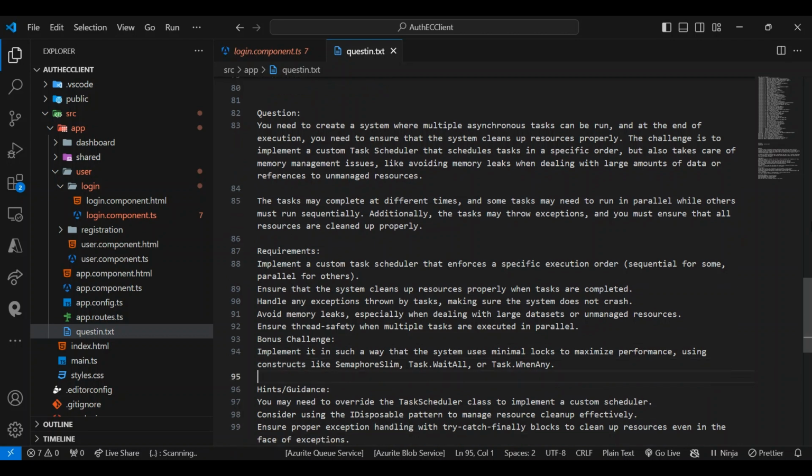And as high-level guidance, it is mentioned in the question that you may need to override the TaskScheduler class to implement a custom scheduler, consider using the Disposable pattern to manage resource cleanup effectively, and ensure proper exception handling with a try-catch-finally block to clean up the resources even in the face of an exception. So these are the problem requirements and guidance mentioned, and we have to give the total solution for this.